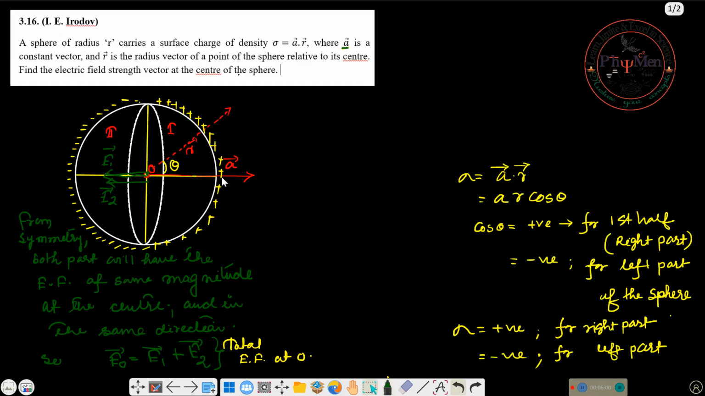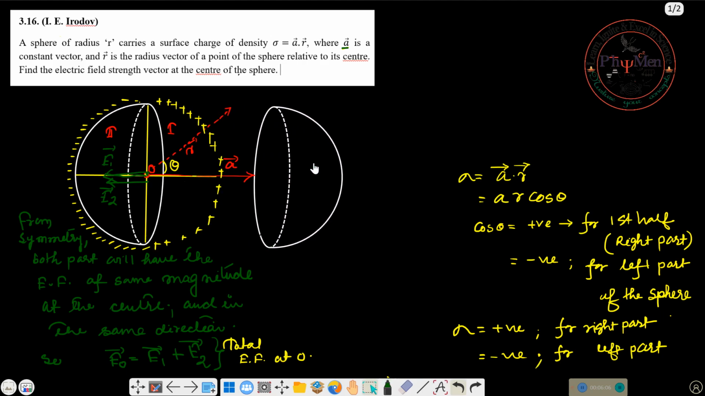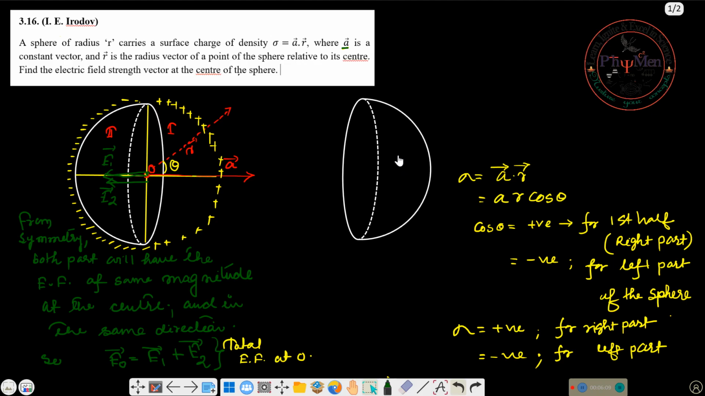Now we will do it for the first part, one by one. If I can do this here, I can do this for the other part also, because it will be symmetric. So let me do this here. This is our center, this is the a vector. Now let me draw one elemental ring here on the surface. This is our elemental ring.